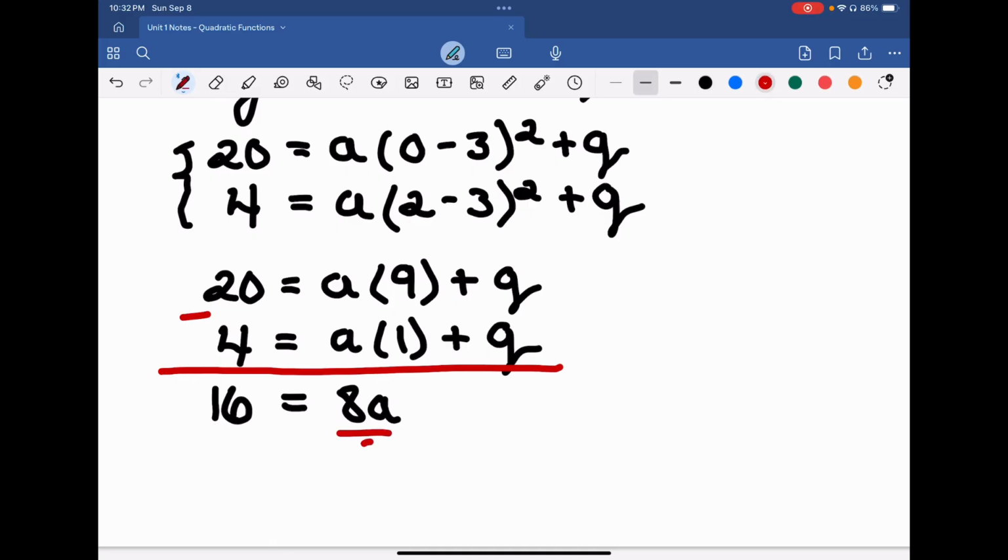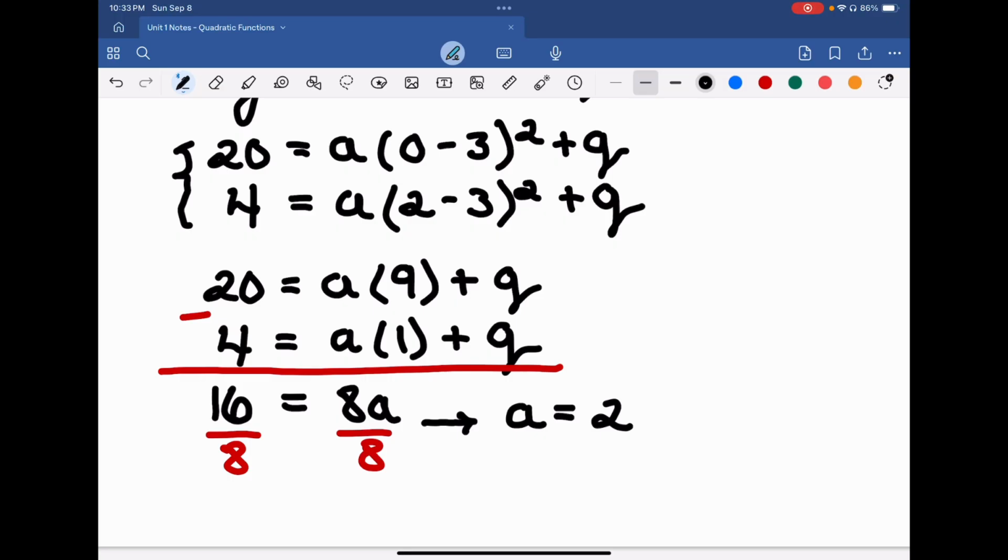I'm going to divide both sides by 8, and therefore this gives us a vertical stretch factor of a being equal to 2, or 16 divided by 8. So this is good. We've found that a equals 2, but it's not good enough to wrap up the problem yet because we still have this unknown q value.